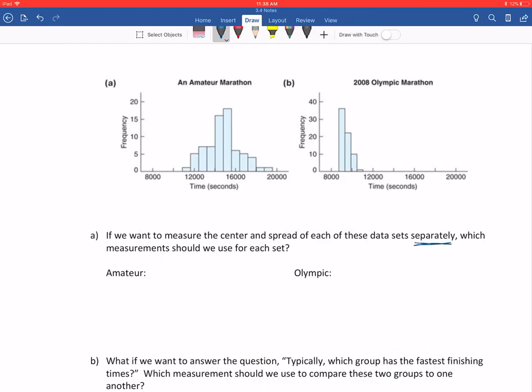If we want to measure center and spread for each of them separately, which measurements should we use for each data set? Well, if I'm looking at them completely independently of each other, I would look at the amateur graph and probably say that looks fairly symmetric. I don't really see any outliers either. So for the amateur runners, I would use the mean and the standard deviation. And then the Olympic runners, to me this looks right skewed. So on this one I would use the median and IQR.